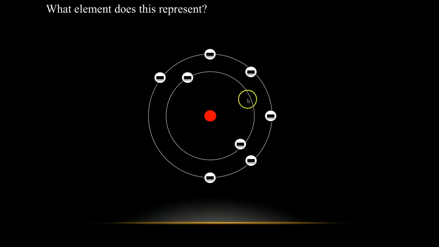Okay, so now we're looking at a mystery element. We don't know what this is. I haven't told you. So what element does this represent? Well, it's going to be in period 2 because it has 2 electron shells. And it's got 1, 2, 3, 4, 5, 6 electrons in its valence shell. So if you want to pause the video and grab a periodic table or open another tab in your browser and go to ptable.com, look for the element that's got 2 shells and 6 electrons in its outer shell.